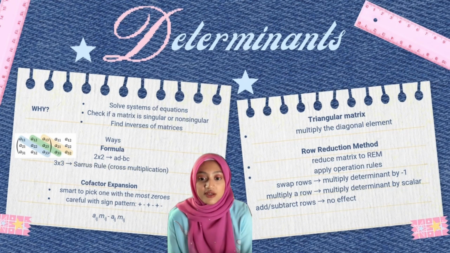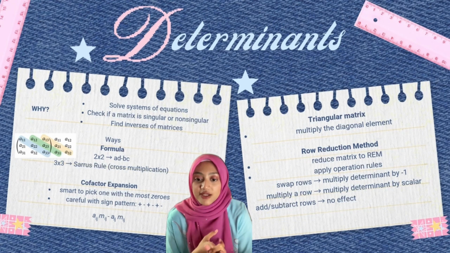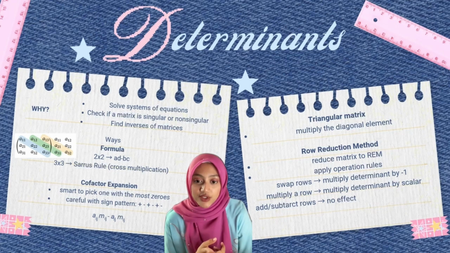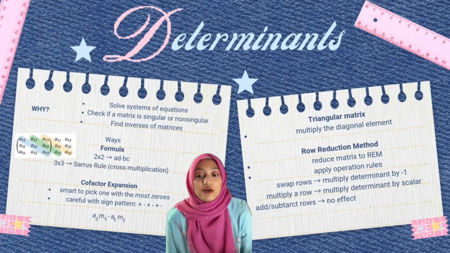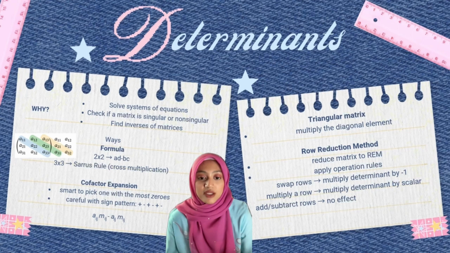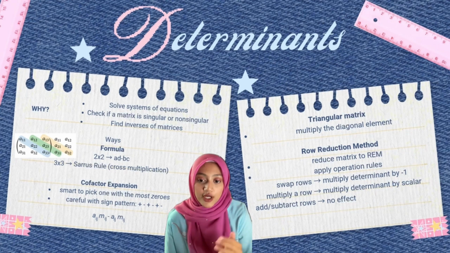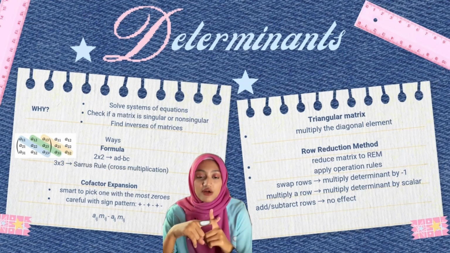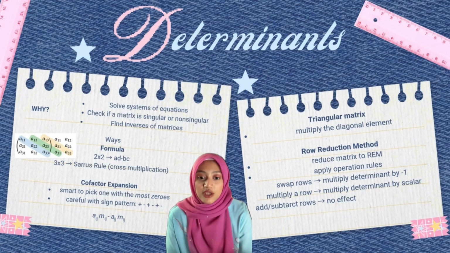Third, for a triangular matrix, multiply the diagonal elements to get the determinant. And fourth, the row reduction method. Reduce the matrix to row echelon form. We need to apply the row operation rules. For swapping rows, we need to multiply the determinant by -1. For multiplying a row, we need to multiply the determinant by that scalar. For adding or subtracting rows, there is no effect on the determinant.